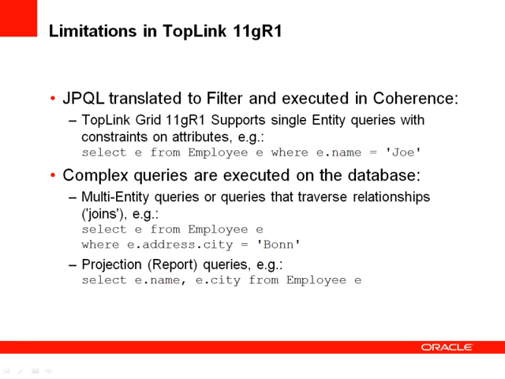There are some limitations in TopLink with 11G R1, and that the JPQL are translated into filters and executed in Coherence. They're fairly simple in this release in that they map to a single entity. So I can query employee for all the employee attributes, but if I need to do a more complex query with joins and projections, then those queries will be executed on the database.